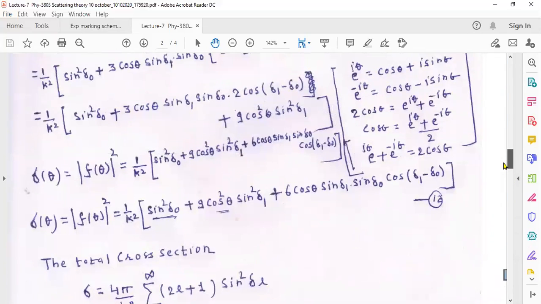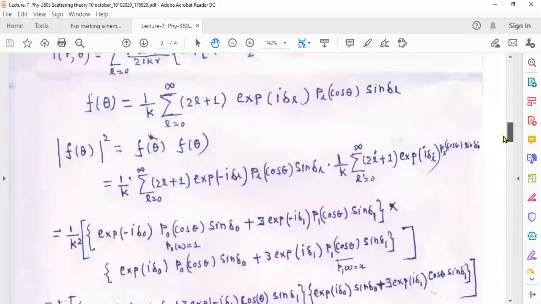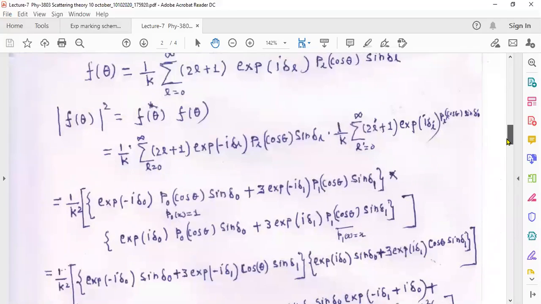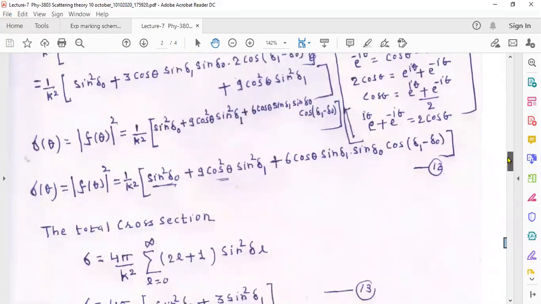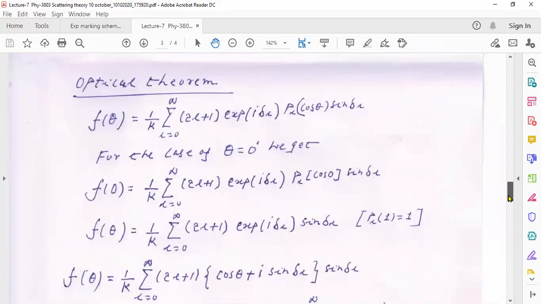Once you understand this case, now we go to a very important theorem which is known as the optical theorem, which is very analogous to a theorem in optics which you have studied. So there is a very famous theorem which we would like to understand. This f of theta is basically a summation of the contribution of all partial waves.